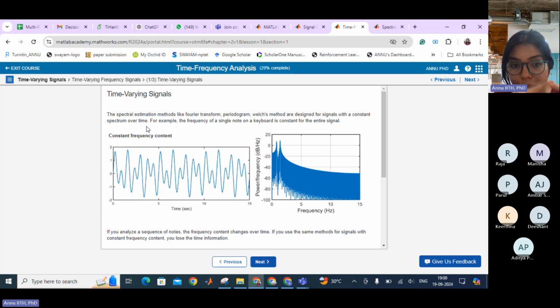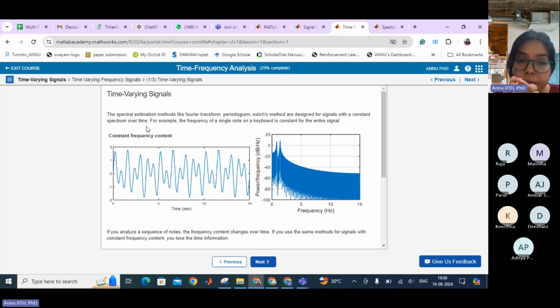So whenever there is this word transform, it can be Fourier transform, Z transform, Laplace transform, applied to different types of signals. We will see that as well in the LTI system, if that is covered as a part of week 9 or 10. So the Welch method is designed for signals with a constant spectrum over time.